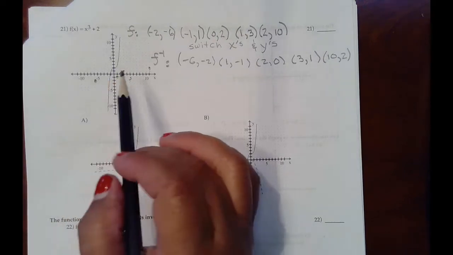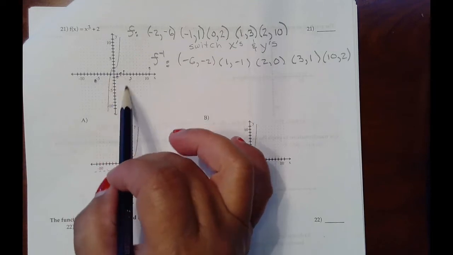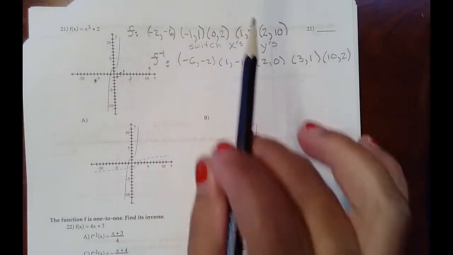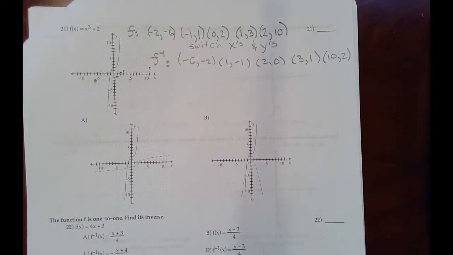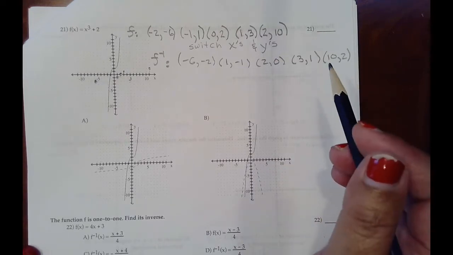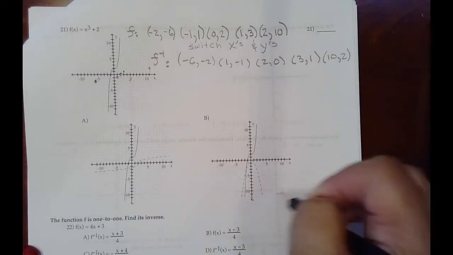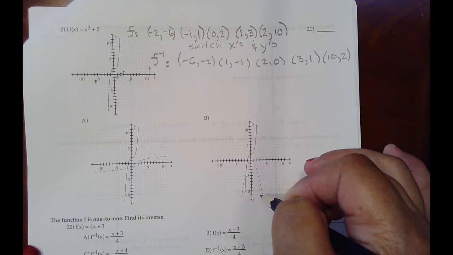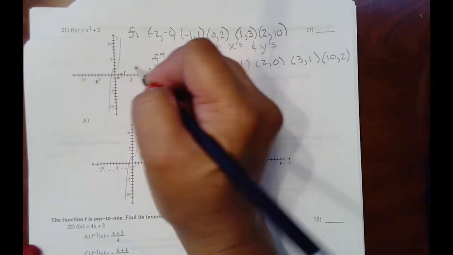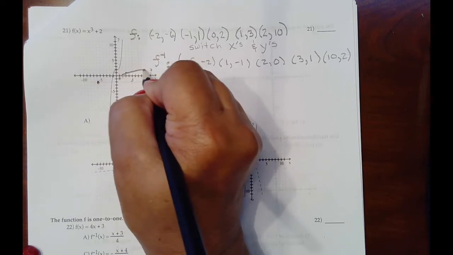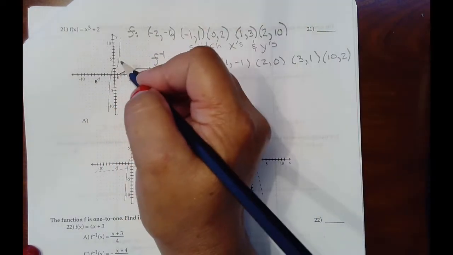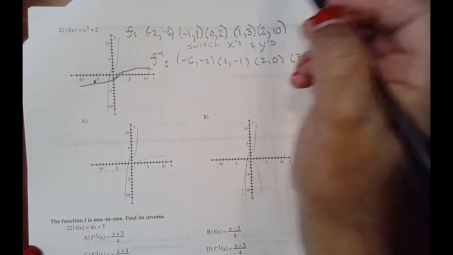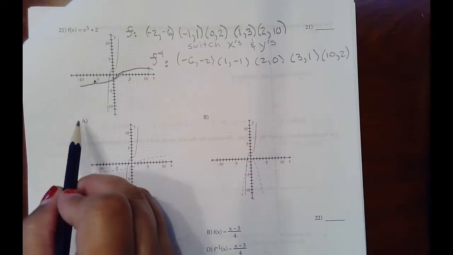Make sure I have everything. So 1, -1, I have the 2, 0. I have the 3, 1, and I have the 10, 2. And so that would be this choice right here. Yeah, it can't possibly be that because the inverse has to have the same shape but a mirror image of the first graph that you had. So this turns right here. And that would be this choice right here.